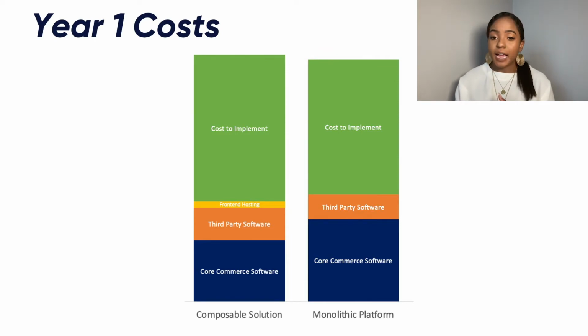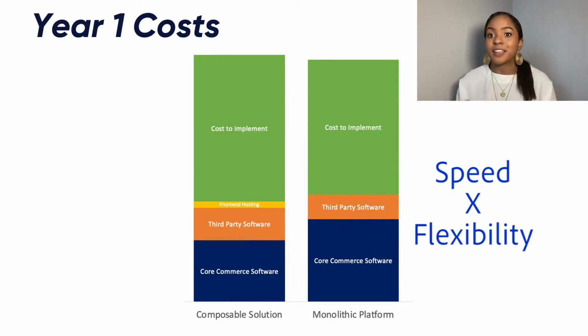Now, taking a step back and looking at total year one costs, we can see they are very similar. Neither seems to be necessarily better than the other, but what Elastic Path offers is endless speed and flexibility to continuously optimize your e-commerce strategy. And we're going to see how important this is as we look at year-over-year costs after year one.